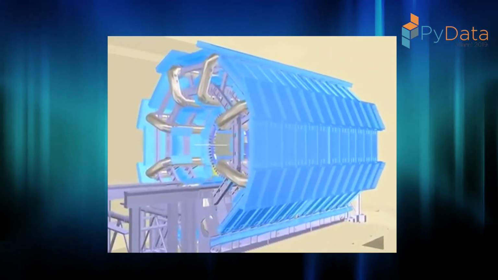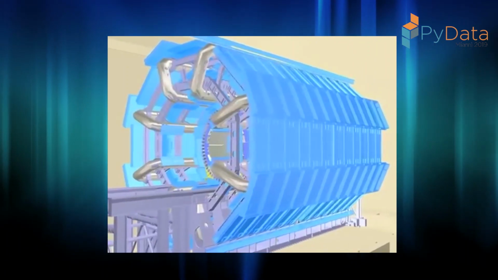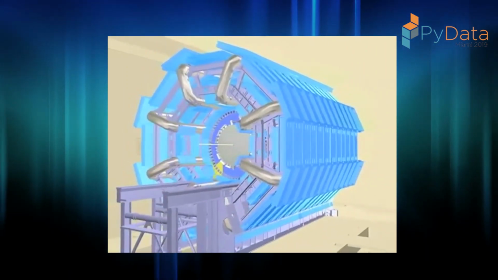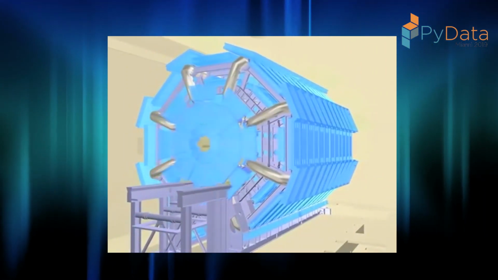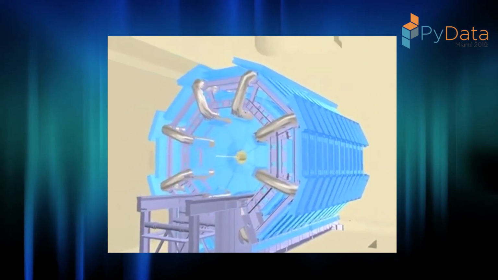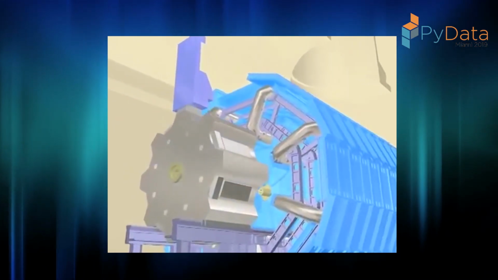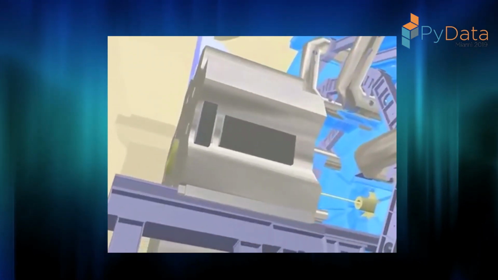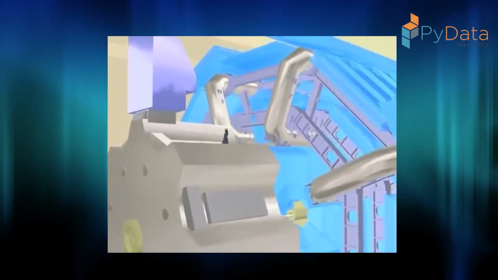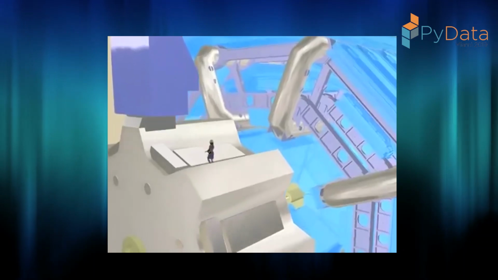The ATLAS detector is designed to measure as many particles as possible, and further detector modules are placed at the ends to measure particles produced at small angles to the proton beams. Toroidal magnets are placed at both ends of the detector to produce the intense magnetic fields that ATLAS needs.